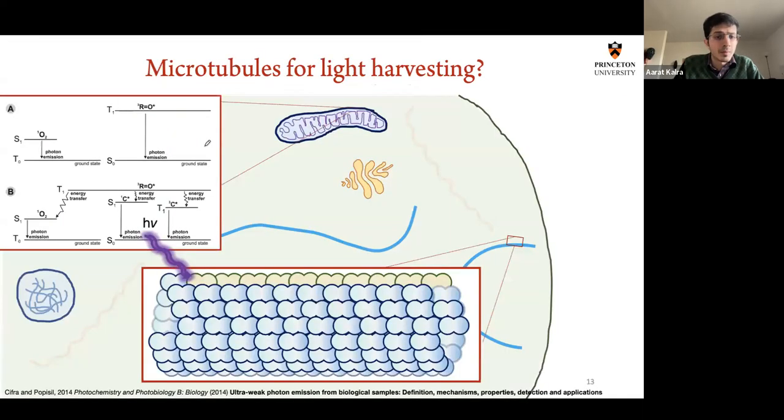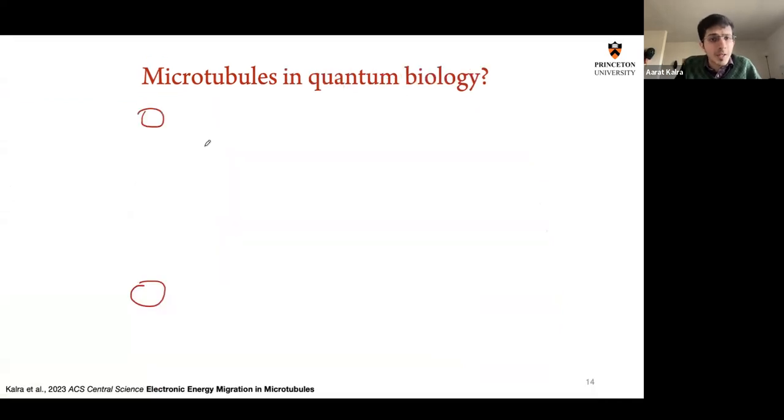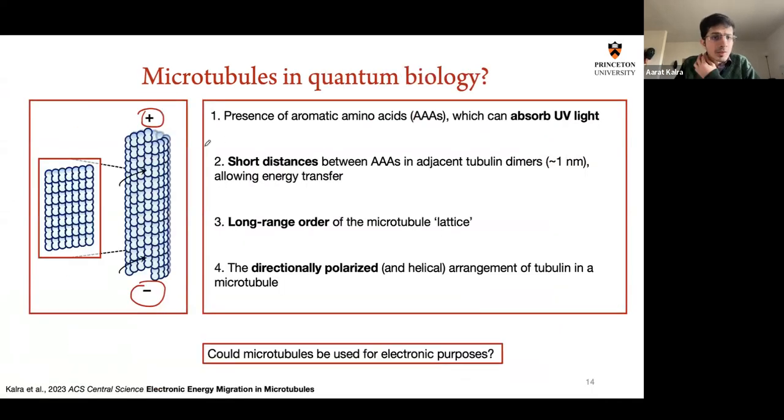There have been these ideas positing that reactive oxygen species that release light inside the cell could be used by the tubulin dimers and enable some kind of cascade of energy transfer events in a microtubule, really harnessing the lattice-like structure of these polymers, right? So does this sort of thing happen? Is it even viable? You can make these models, but would it actually take place?